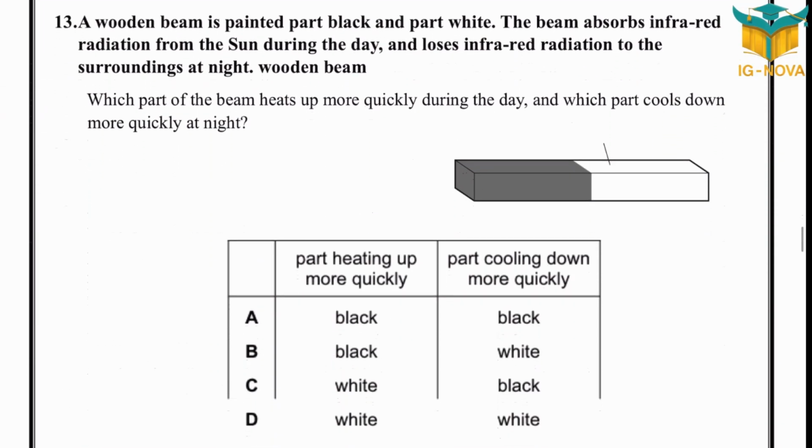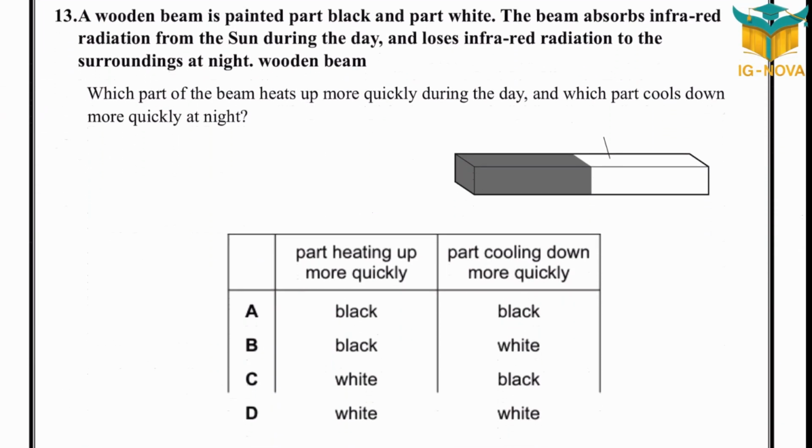Question 13. A wooden beam is painted part black and part white. The beam absorbs infrared radiation from the sun during the day and emits infrared radiation to the surroundings at night. Which part of the beam heats up more quickly during the day and which part cools down more quickly? More quickly absorbing, so black and black. I'm going to go for A. Same question with the same idea.